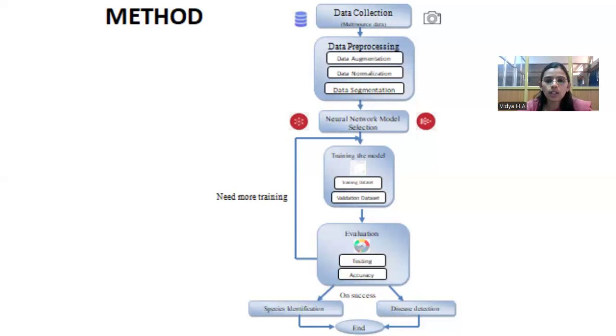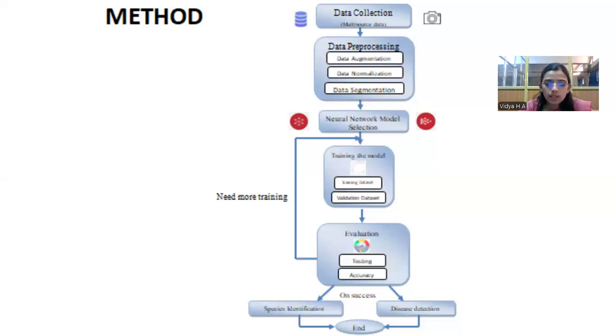Next step is training the model. In training the model, we divide the dataset into training dataset and testing dataset. This testing dataset can also be used as validation dataset. And the next step is evaluation, which includes testing and accuracy.